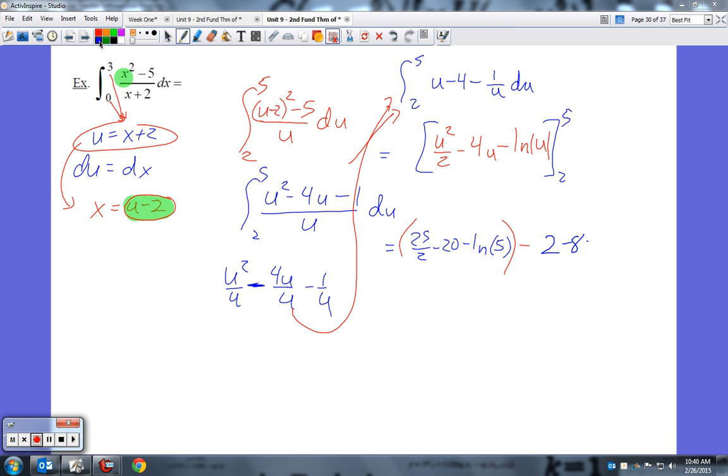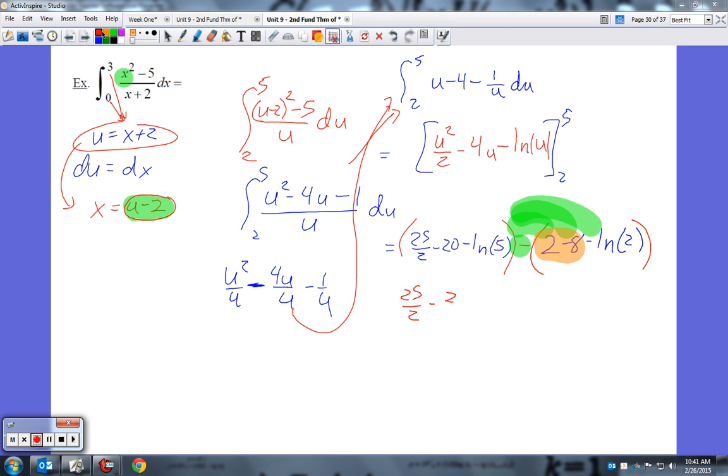2 minus 8 minus the natural log of 2. Good. Now watch how this is going to affect those three things. We know that there's many ways that you can do this, depending on you and your algebra. 2 minus 8 is negative 6. So if I'm subtracting negative 6, I'm really adding 6. So I have 25 over 2 minus 20 plus 6 is minus 14.